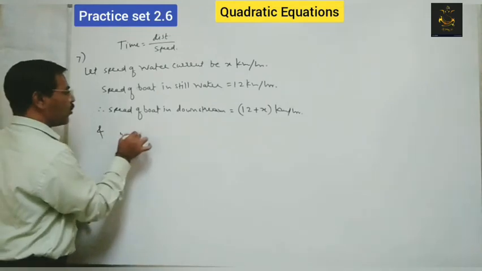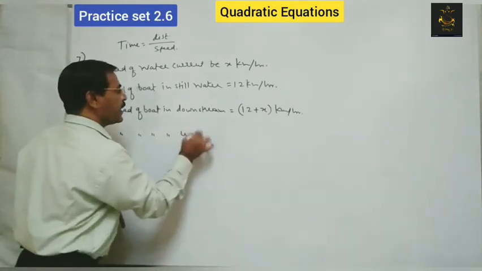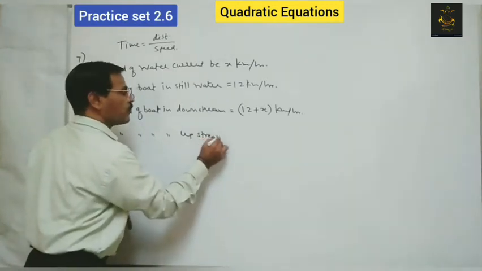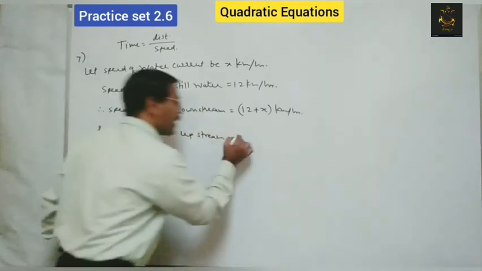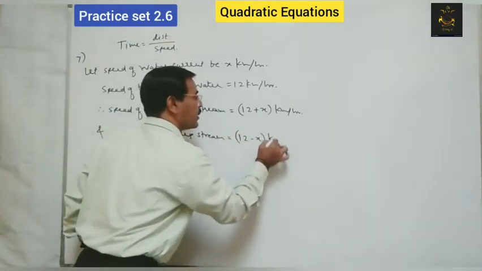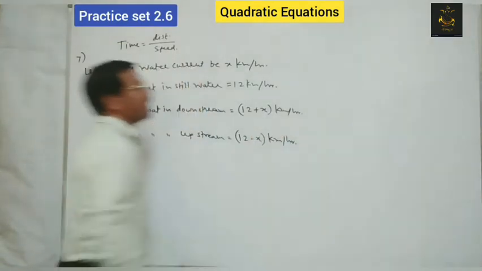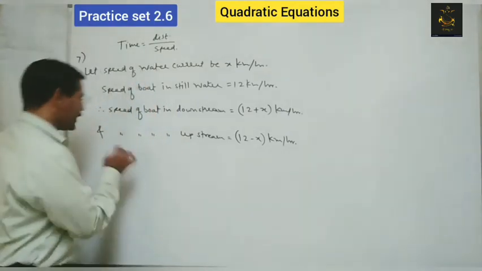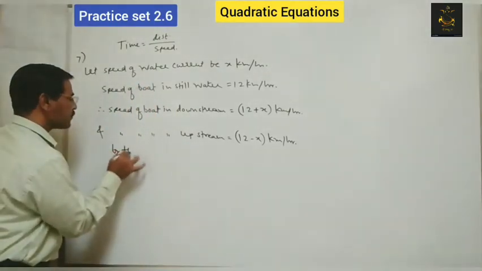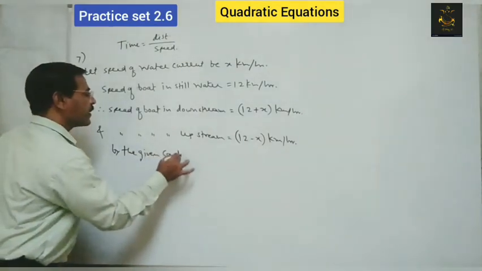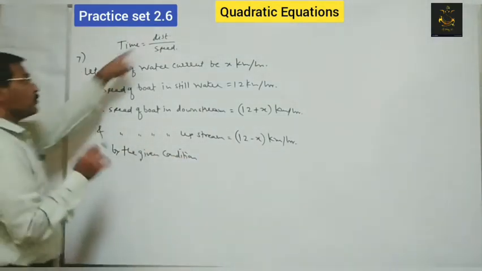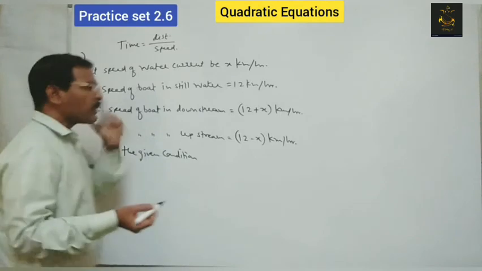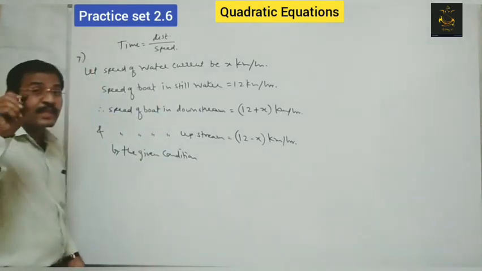Now, speed of boat in upstream, because that boat will come back to the same spot, no? So again upstream, at that time it is 12 minus x kilometer per hour. This is very, very, very important. For all this, Pratik takes 8 hours. So by the given condition, we know the time, so we need this formula, distance upon speed. So what is the distance here? 36 kilometers is the distance.